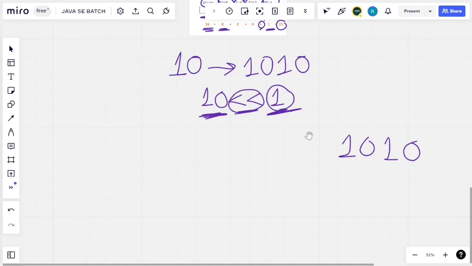So let me just say this is 1, 2, 3, 4. We say 5, 6, 7, and this is 8. So we have this 10 and we are representing it in a system which is having 8 bits in it. When we have a number having 8 bits, you have to fill all the remaining places with 0. So why 0? Because this is a positive number, positive 10, right?